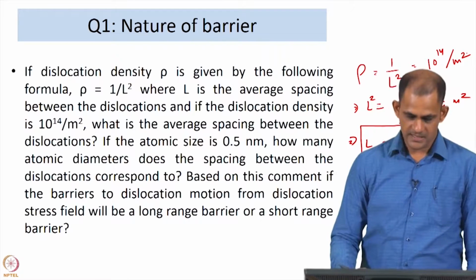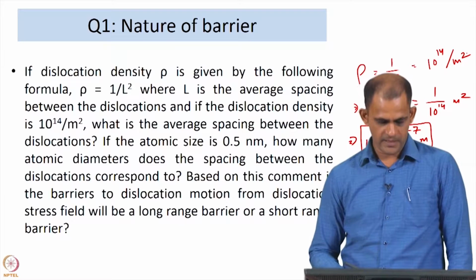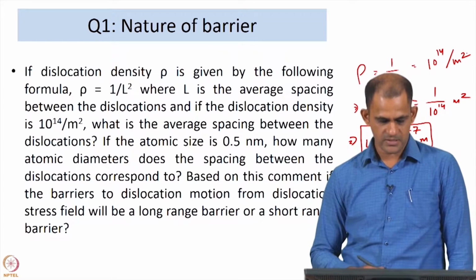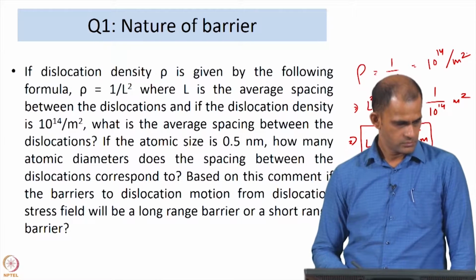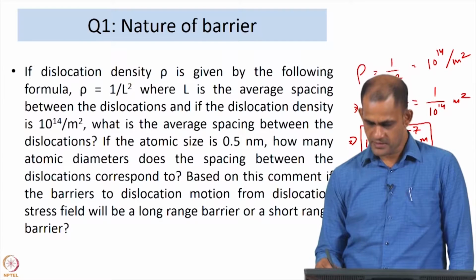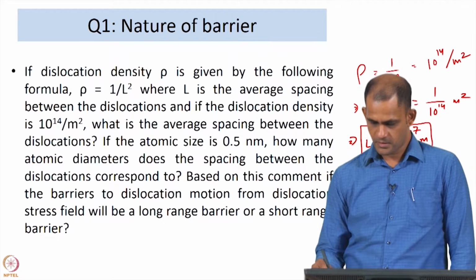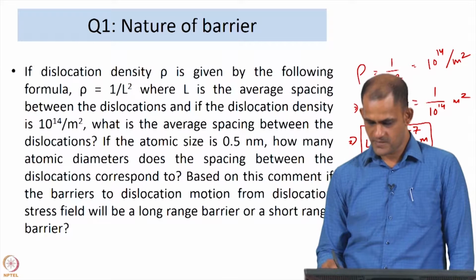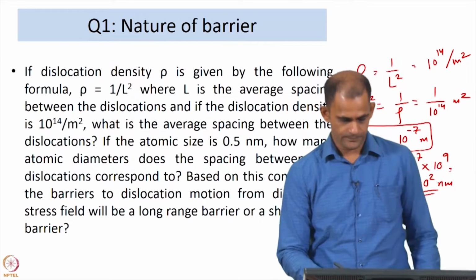Now, atomic size is 0.5 nanometer. So, how many atomic diameters does the spacing between dislocations correspond to? First let us convert this into nanometers. So, this is 10 to the power minus 7 into 10 to the power 9, that is equal to 10 to the power 2 nanometers. So, the average spacing between the dislocations is around 10 to the power 2 nanometers.